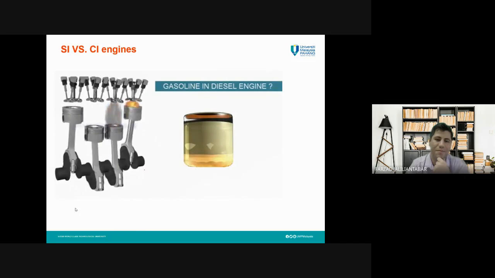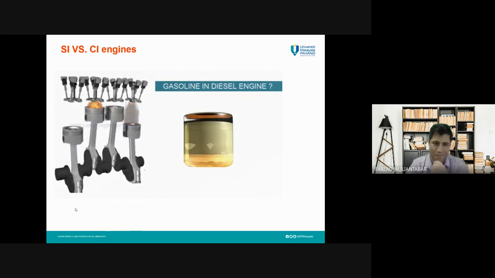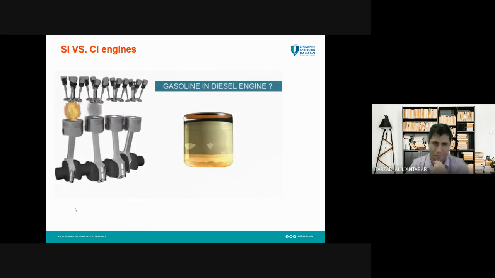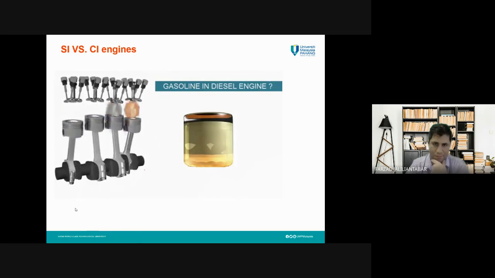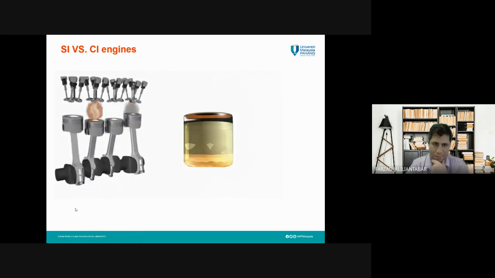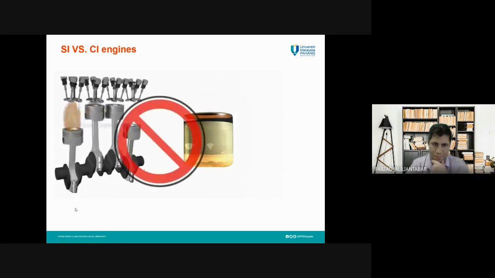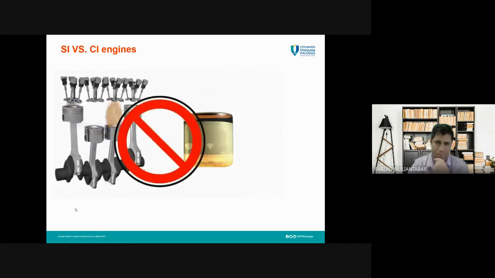On the other hand, if you put gasoline in a diesel engine, you are spraying a highly volatile fuel into a chamber of highly compressed and hot air. This will lead to detonations rather than smooth combustion. Eventually, the engine components will get damaged. So that's a big no for gasoline in a diesel engine.